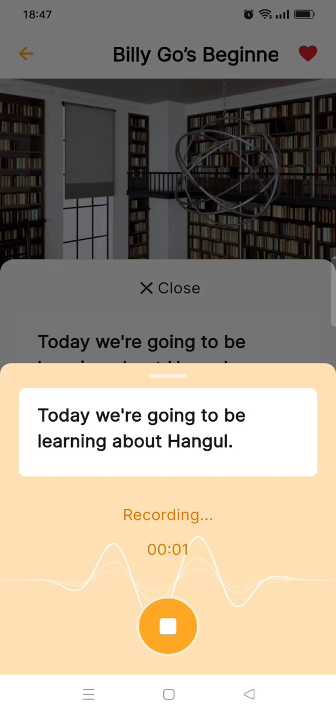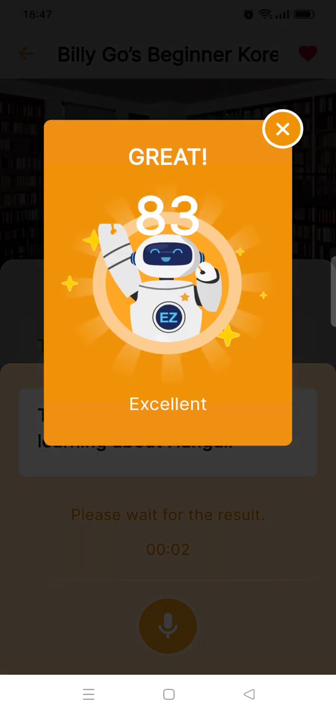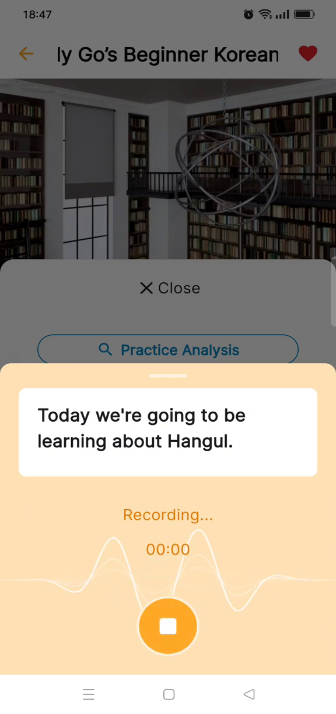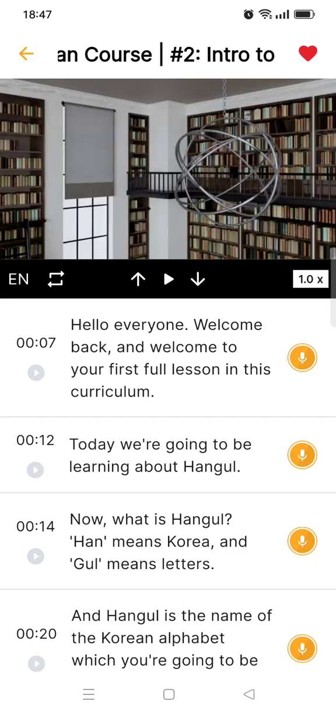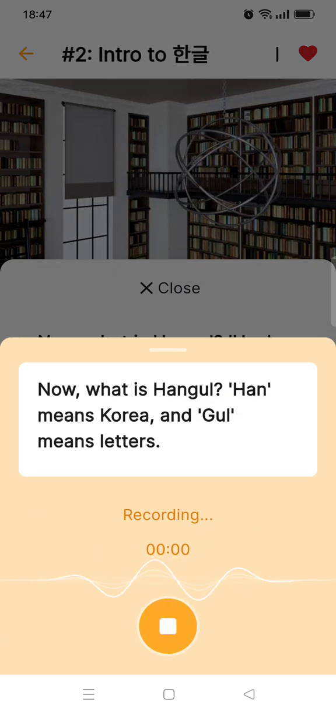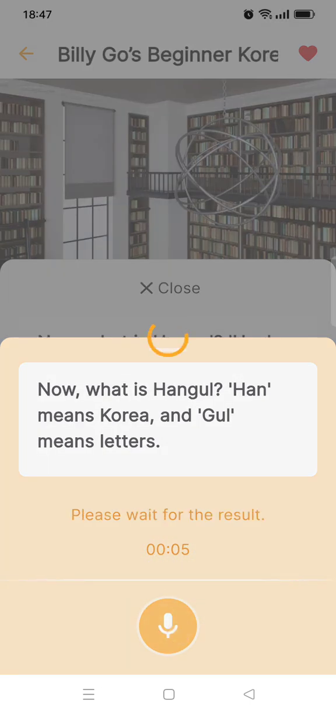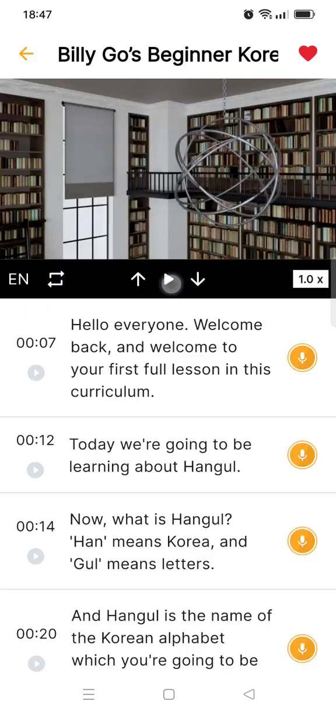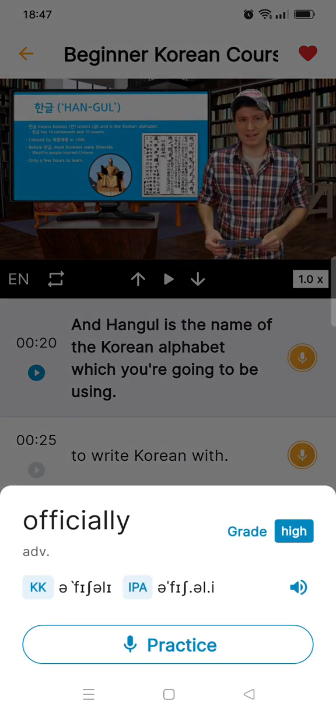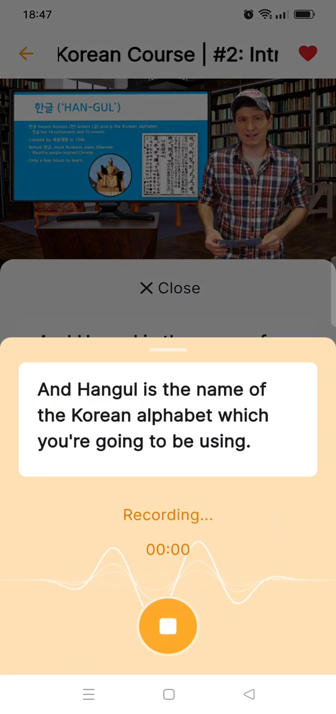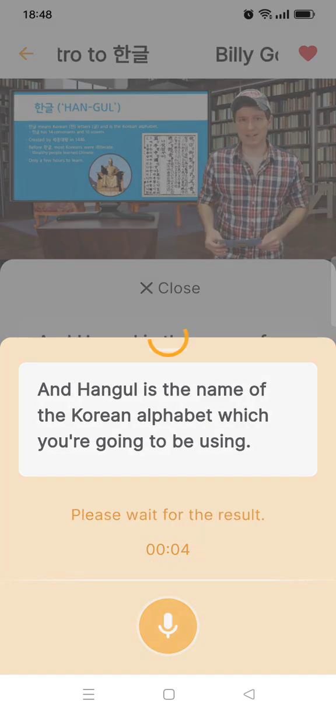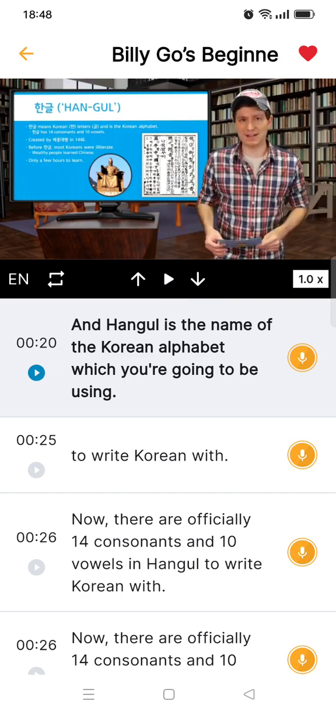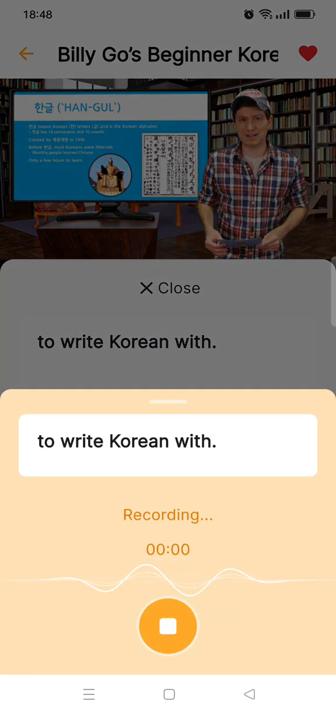Today we're going to be learning about Hangul. Now what is Hangul? Han means Korea and Gul means letters. And Hangul is the name of the Korean alphabet, which we're going to be using to write Korean with.